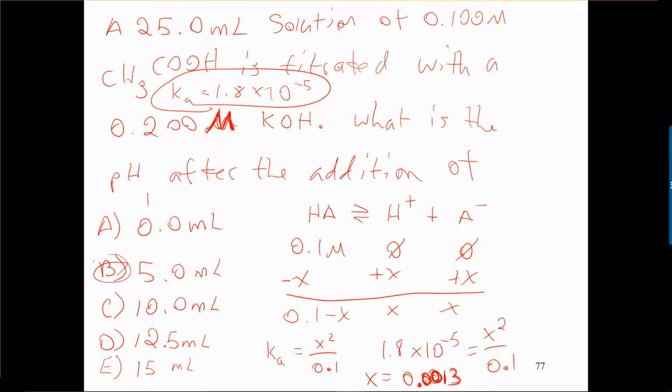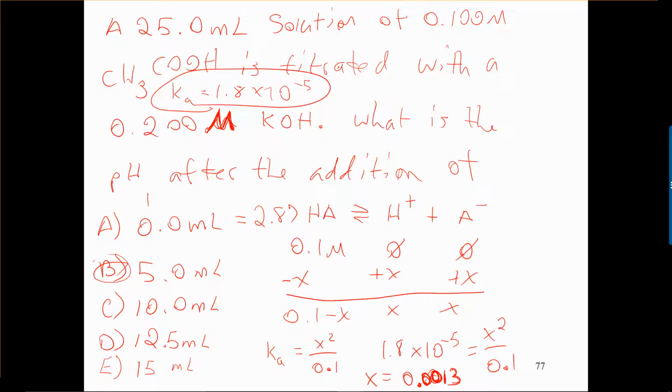Acetic acid shouldn't be that acidic. It should be 0.0013, and then 2.87. Okay, so that's what it should be. The pH of A equals 2.87.